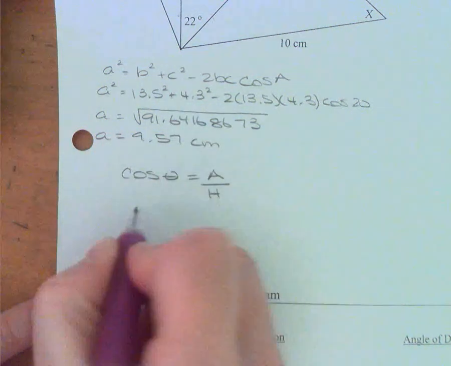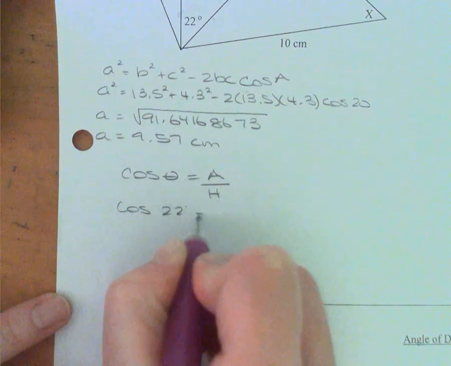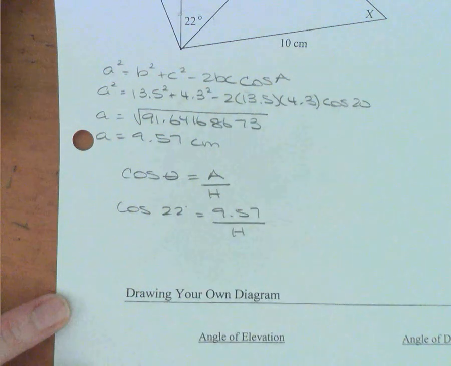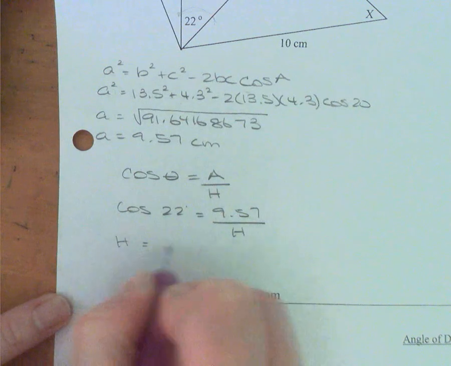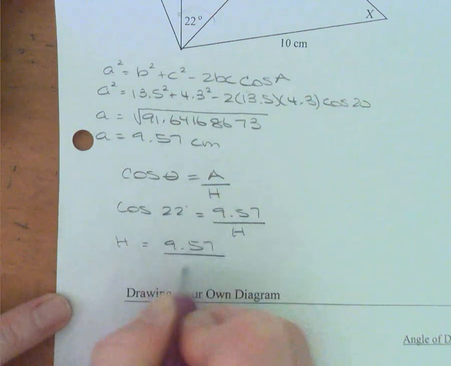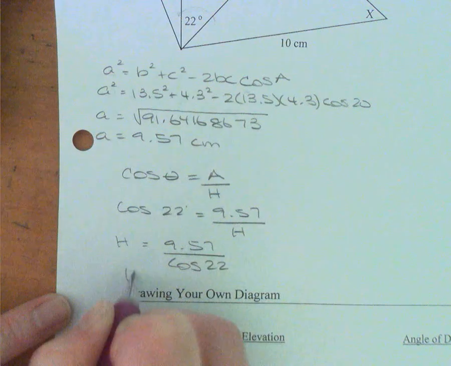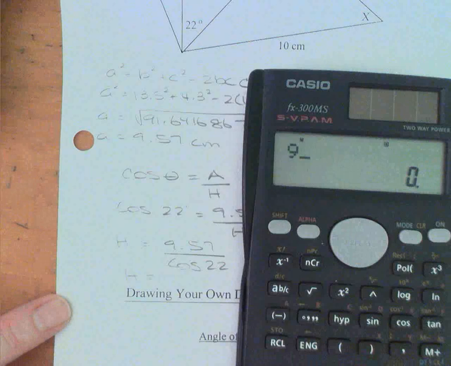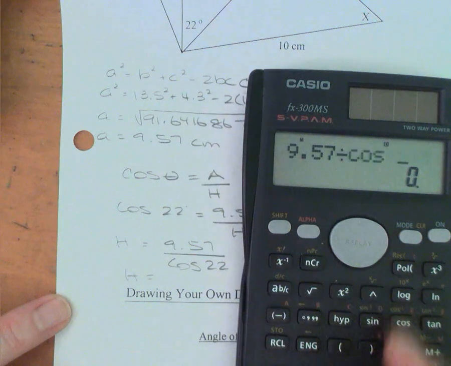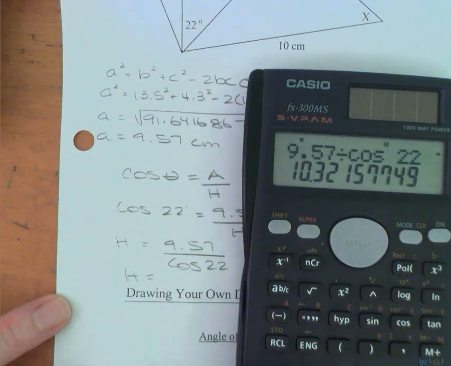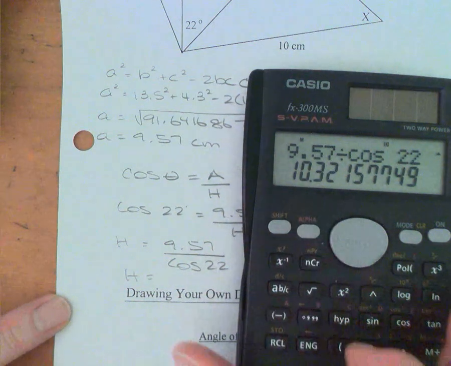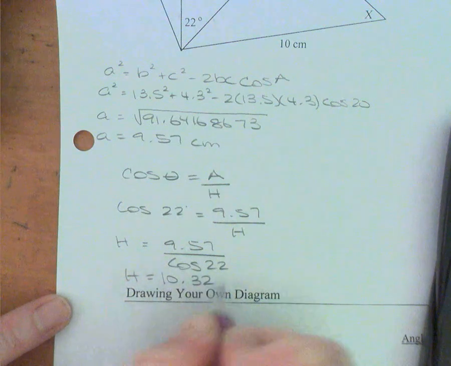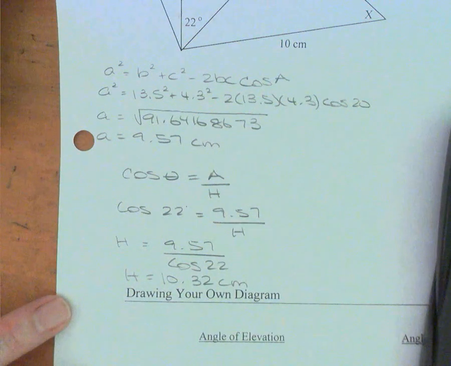So now I have cos of 22 degrees. My adjacent side is the side I previously found, and I'm looking for the hypotenuse. Now I can say that the hypotenuse is 9.57 divided by cos 22. So I'm going to plug in 9.57, and divide that by cos of 22. And I'm left with 10.32. And that is also centimeters.